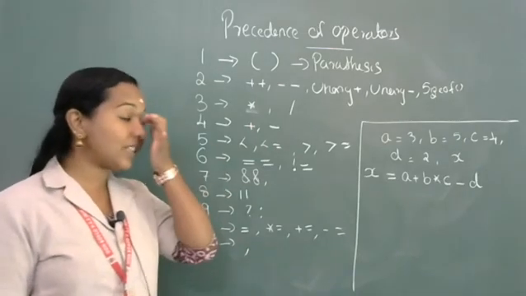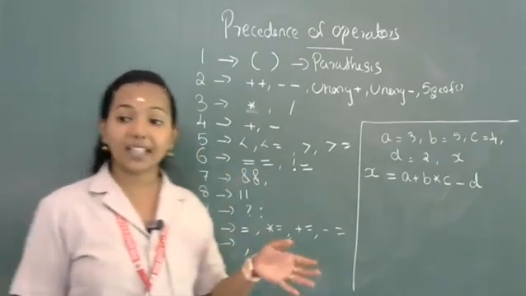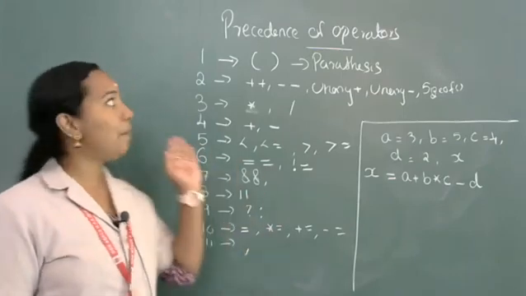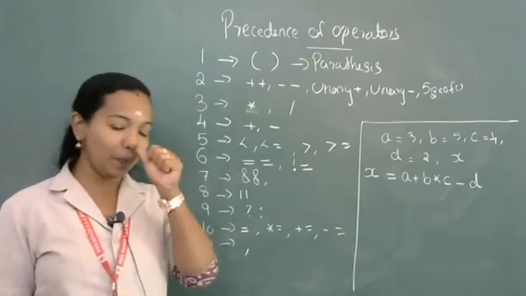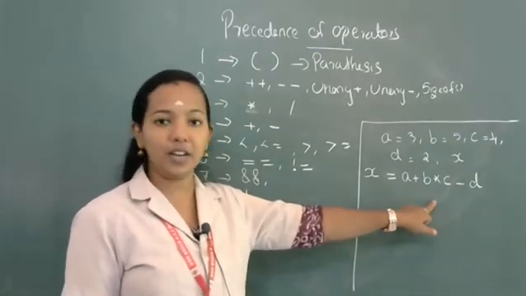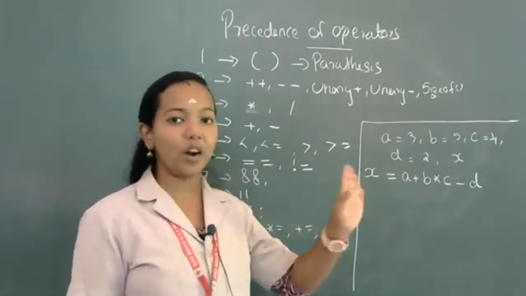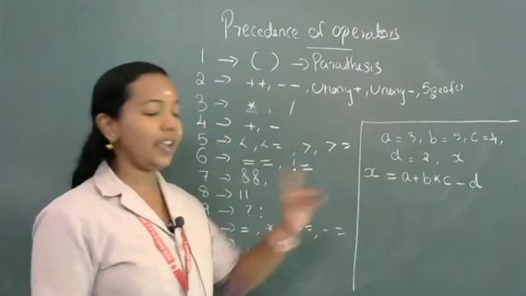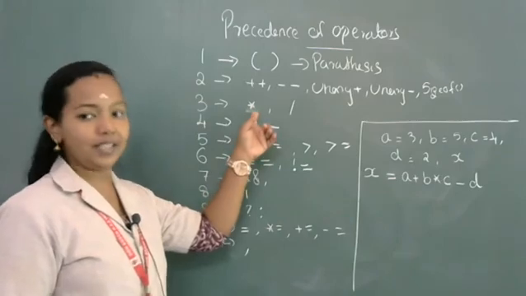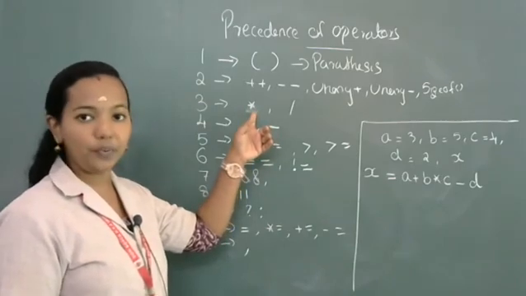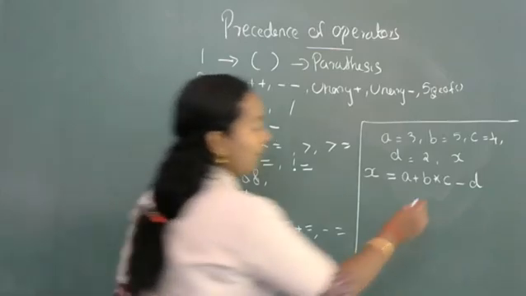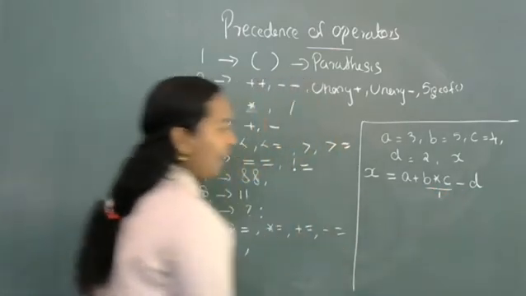So, when we give this expression to the computer, it will identify the operator precedence or priority of operator. In this expression, is parenthesis mentioned? No, parenthesis is not mentioned. So, the highest priority operator in this expression will be star. So, which one will execute first? Multiplication will execute first. So, the first one is B star C.